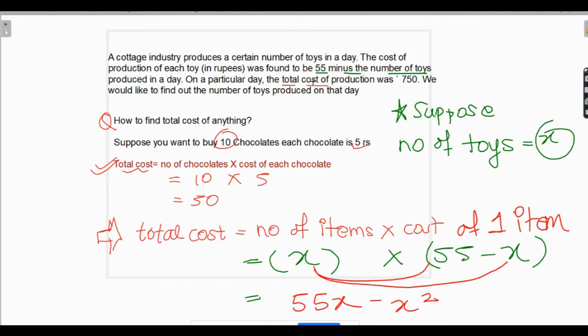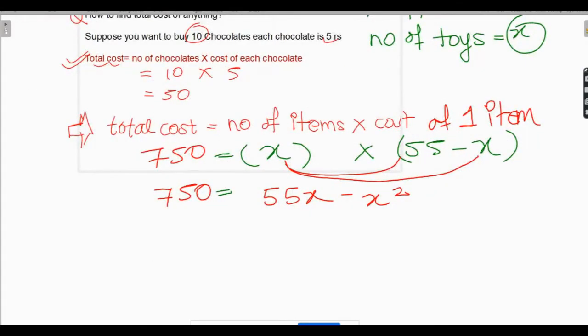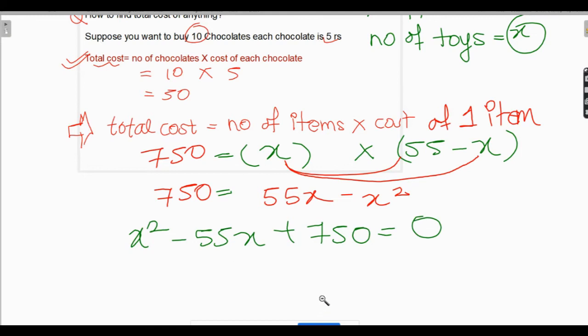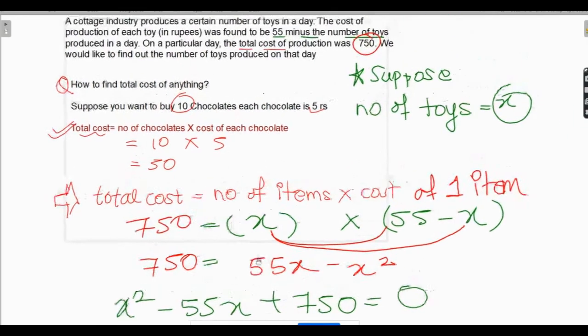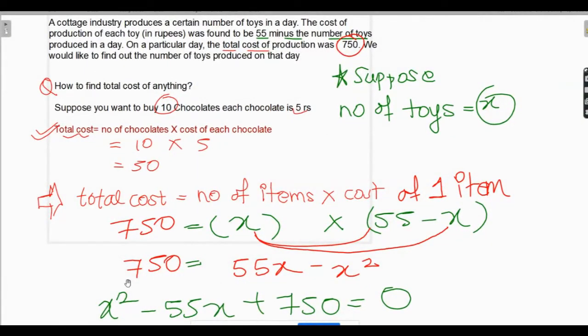Now in the question he has given the total cost of production is 750. He has given me the total cost also. Very good. Now what remains is to arrange it in standard form. This minus x square comes this side and becomes plus, 55x comes this side and becomes minus, and 750 remains this side only, so it remains plus 750 is equal to 0. So equal to 0 means you have written it in the standard form. Now carefully analyze the question. If you have any doubt, rewind the video and see it again.